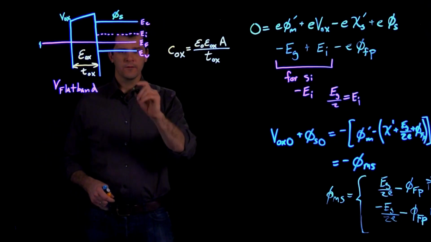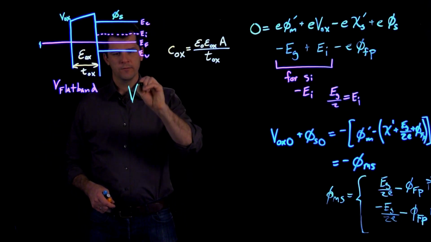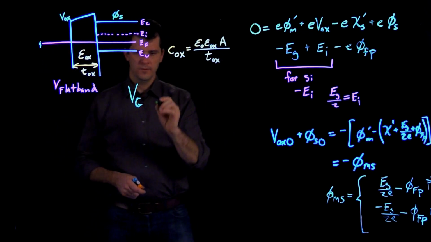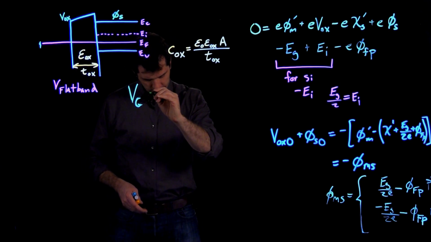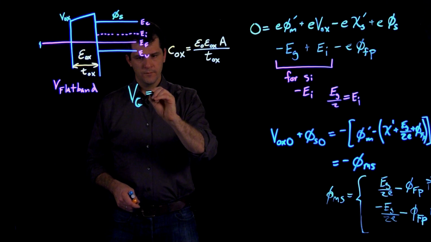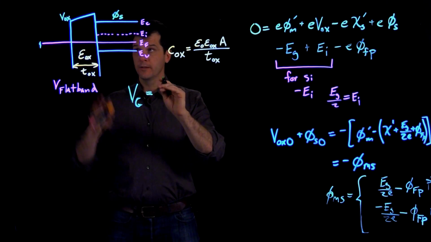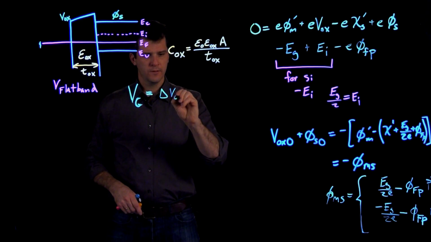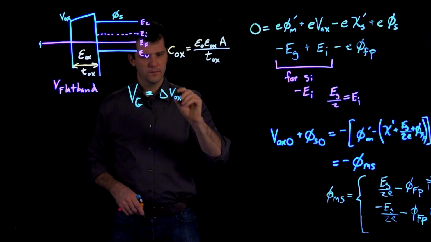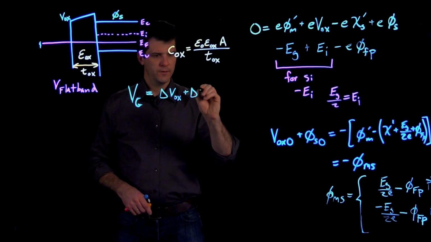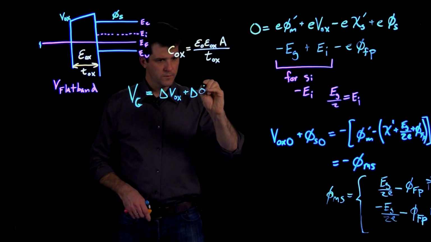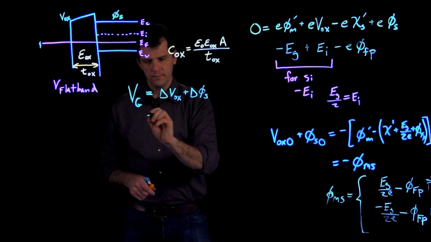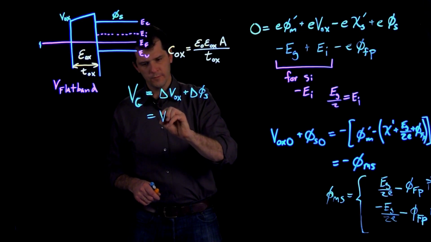Now, we can also write the general case. So if we have an applied gate voltage across the entire device, we can break that up into the portions that are distributed amongst the oxide and the semiconductor. So we're going to have a delta V ox and a delta phi surface. We're going to define these as the Vox for any voltage.